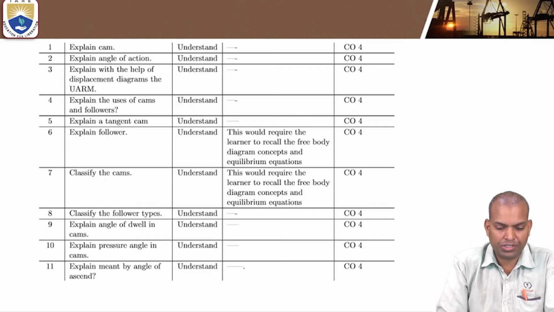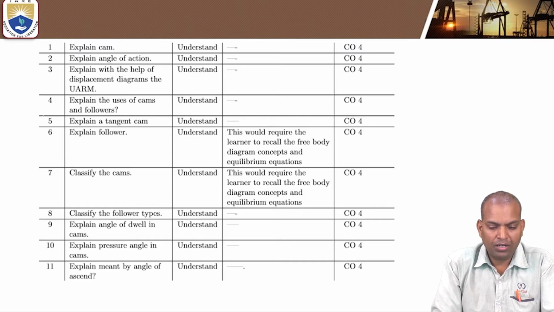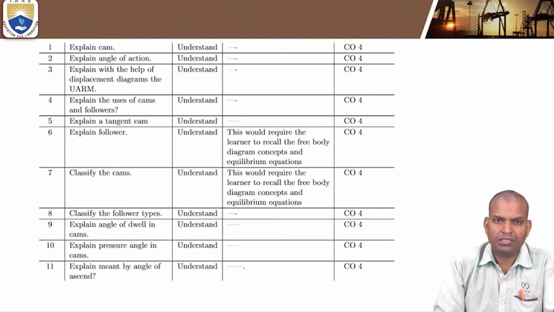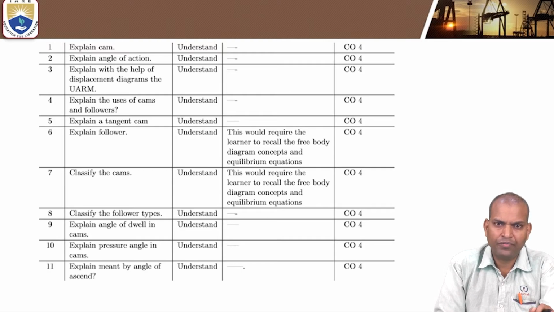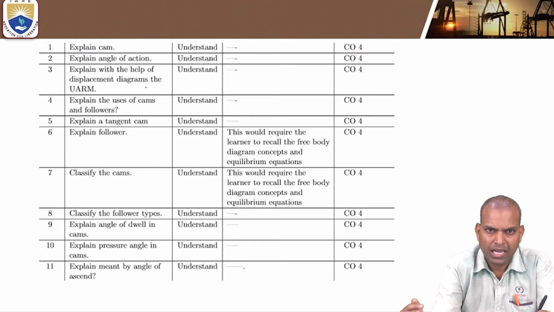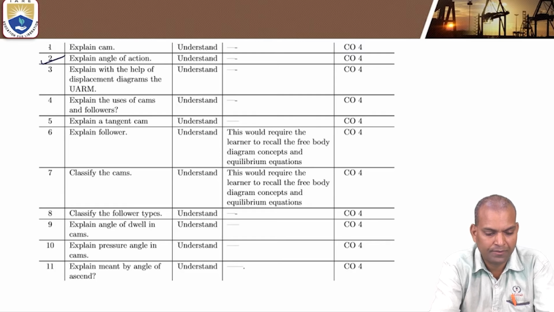Coming to the definitions, some other definitions. Explain the angle of action. What is the angle of action? Angle of action means the angle at which ascending of the follower takes place. So it is the angle of ascent. Action means the rising of the follower takes place. That is the angle of action.